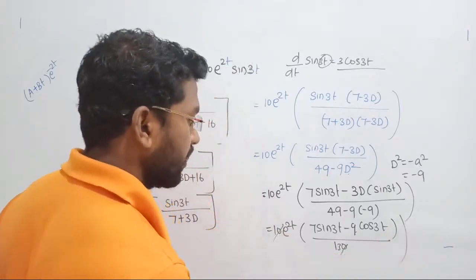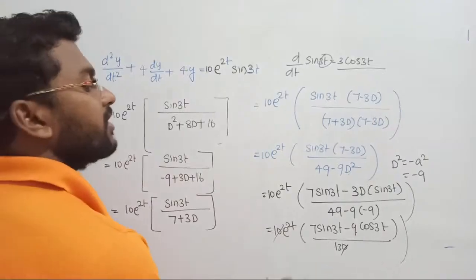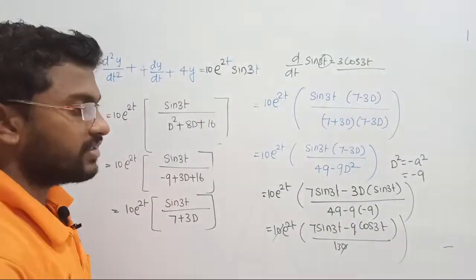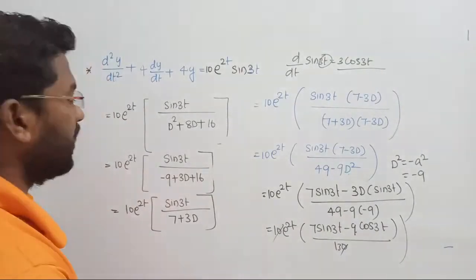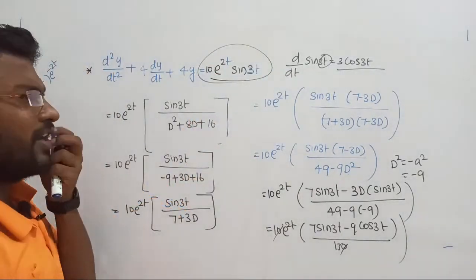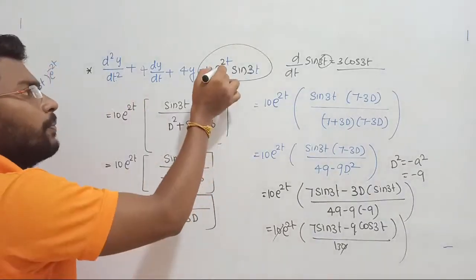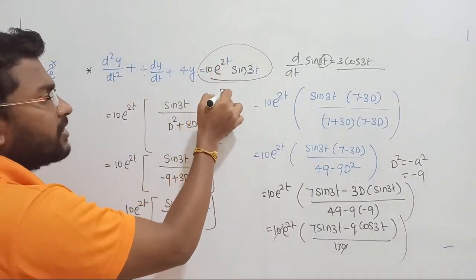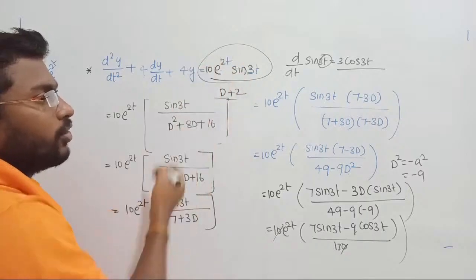You can cancel it. 10 getting cancelled. Final answer: e power 2t by 13 into 7 sin 3t minus 9 cos 3t. Clear? That is how we get the answer when we have e power 2t into sin 3t. Very simple. Step number 1: e power 2t, what do you do? d will be replaced by d plus 2. That's all. That completes the e power 2t part.